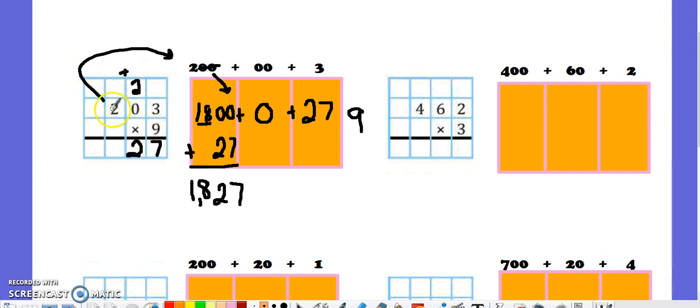And finally, I can multiply my hundreds. 9 times 2 is 18, which leaves me with the final answer of 1,827.